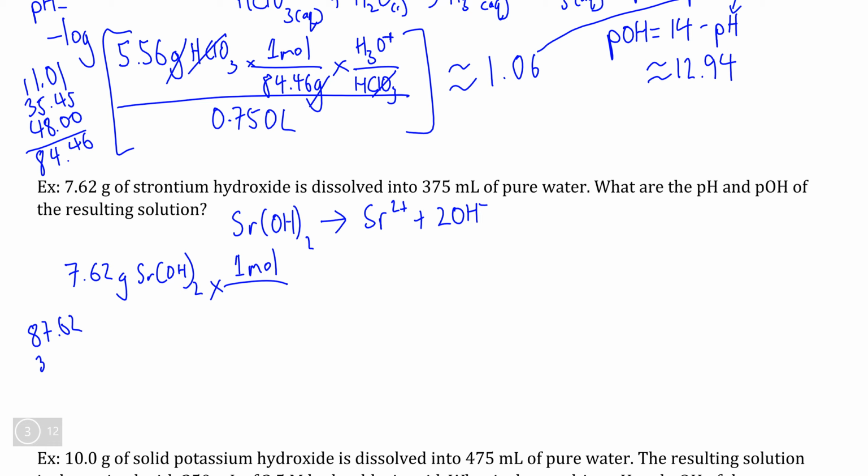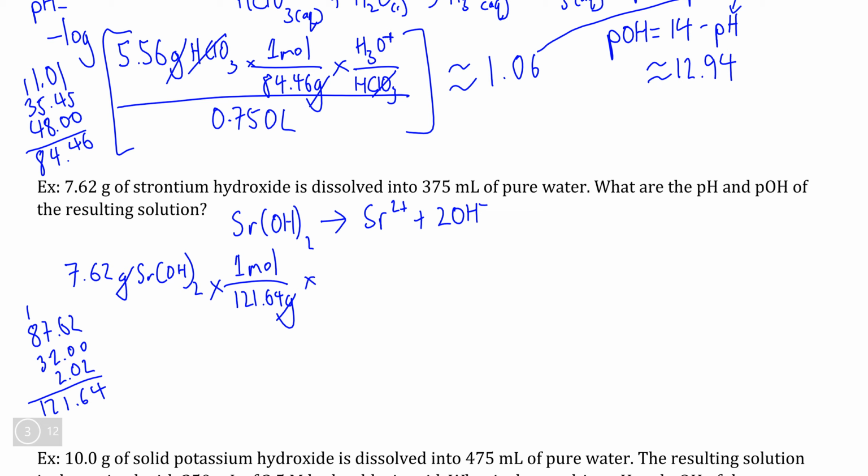We have 2 oxygens, so that's 32 grams per mole, and 2 hydrogens, which is 2.02. And if we work through this calculation here, you should find that your molar mass comes to 121.64 grams per mole, which tells us the number of moles of strontium hydroxide.